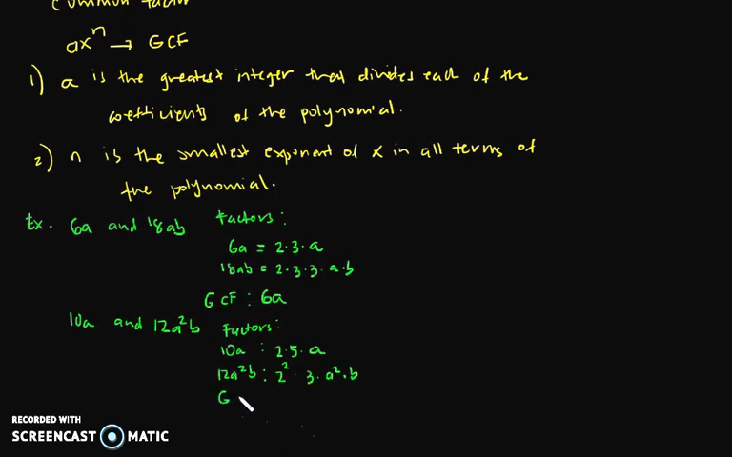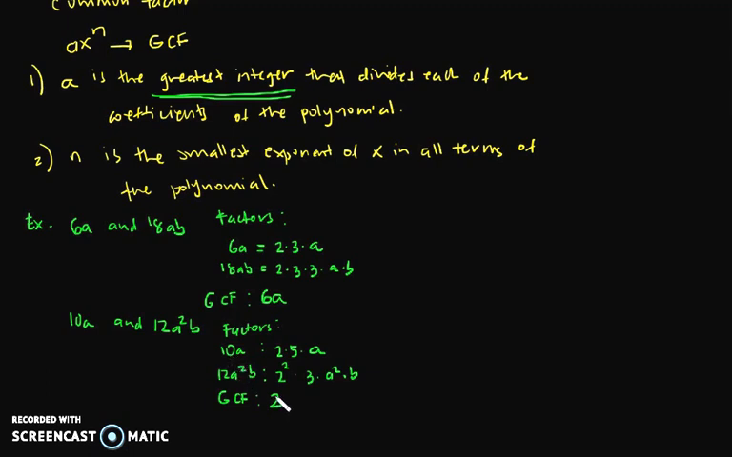So again, what is the GCF? A is the greatest integer that divides each of the coefficients of the polynomial. So in this case, you have here 2 times 5, that is 10. 2 raised to 2, that is 4 times 3, that is 12. What is the greatest integer that will divide 10 and 12? Could it be 5? Don't think so. Could it be 6? Nope. How about 4? Nope. So the GCF of 10 and 12 is 2, because that is the greatest integer that divides 10 and 12.